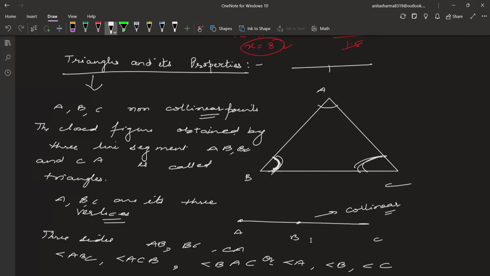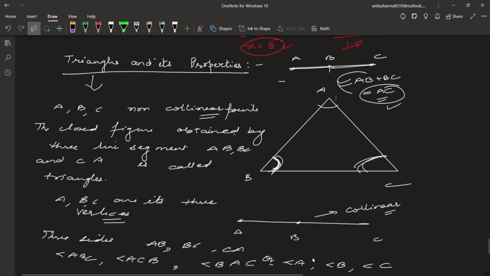See how. Suppose these three points A, B, C are collinear. Then the sum of these two line segments, suppose AB and BC, should be equal to AC. Clear, beta? Yes, ma'am. This is the property of three points to be collinear. Fine. So, children, may I proceed to the next? Ma'am, one minute.